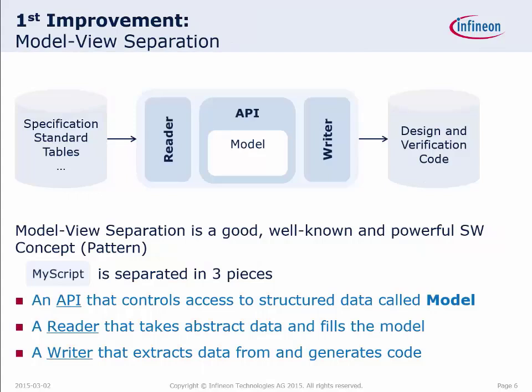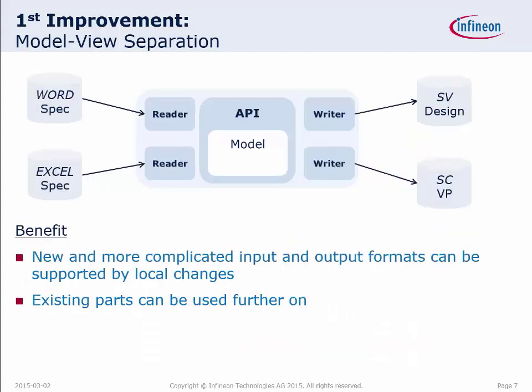The first improvement here is the model view separation. So what does it mean? It's about parting what you have done before in one script, what I called spaghetti code. You part it into readers, writers, and the model, the API, which decouples the input side from the output side. So what kind of benefit do you have here?